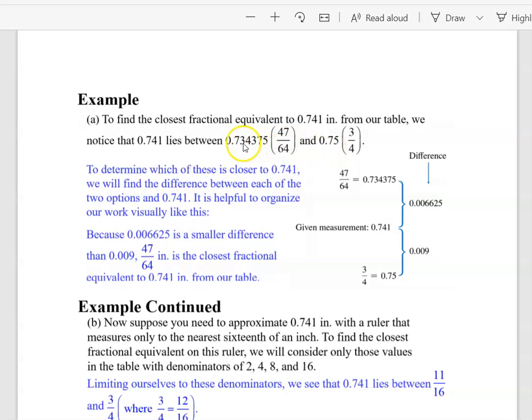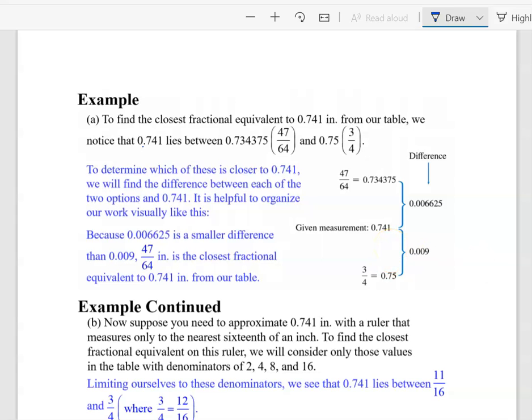Okay, let's talk about this real quick. So we've got 0.74, and if you look at this one, we've got 0.73 and 0.75, and so we know that it's in between these two. This is a better graphic of that. So we've got 0.73 right here, 0.75, and 0.74 would be somewhere in the middle of those two things.